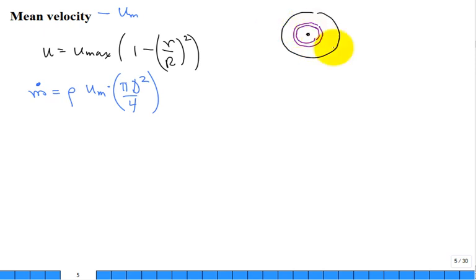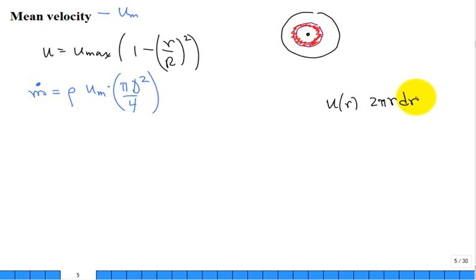What do you mean a little strip? Over this little area right there, it has a constant velocity, the same velocity. Okay, so if I take that velocity at that location r, I'll multiply by the size of that little red strip that I have. What is that size? 2 pi r dr.